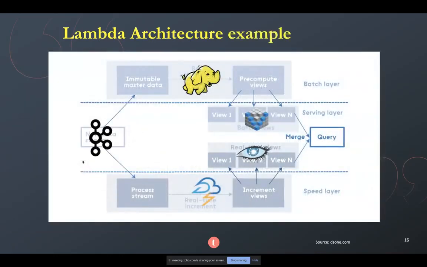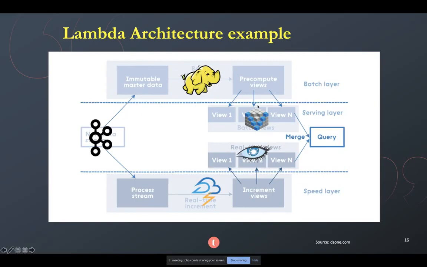Indeed, here you have different technologies that need to be used. This is an example of a Lambda architecture. You can have, for example, a Kafka queue that takes all the data and then writes all of it into the batch layer, imagine the historization of the data, for example.